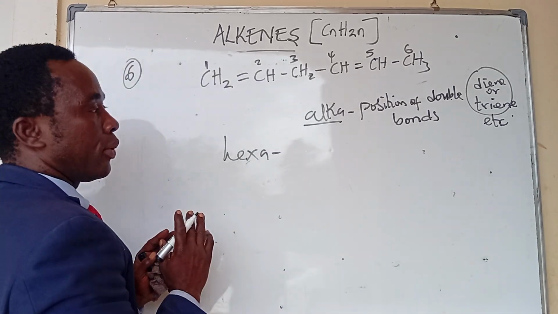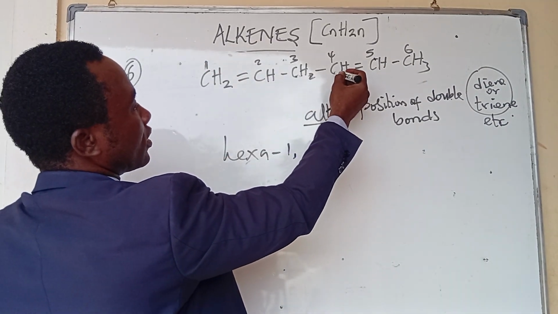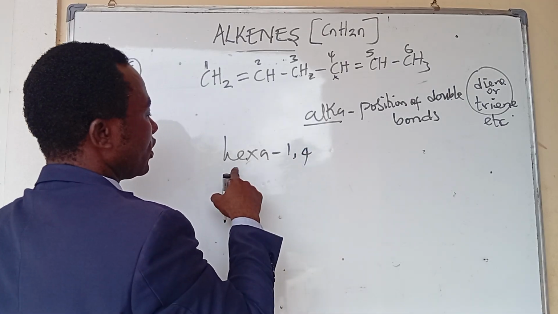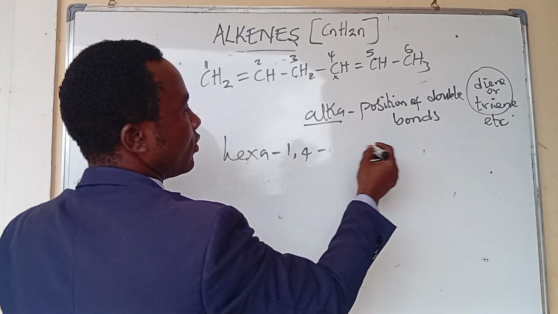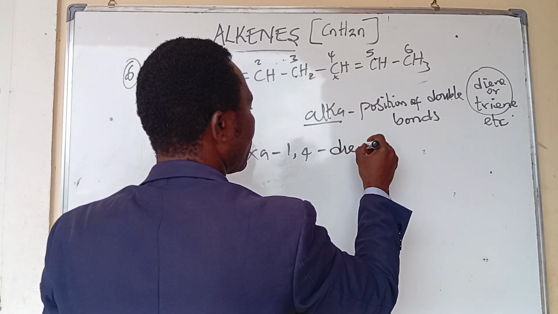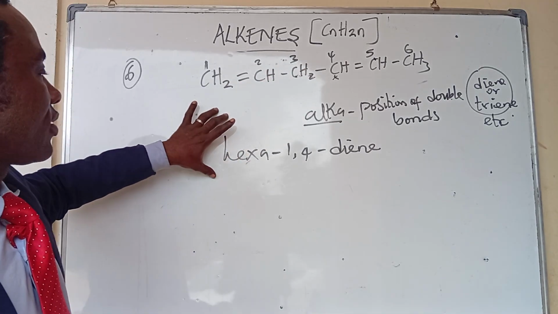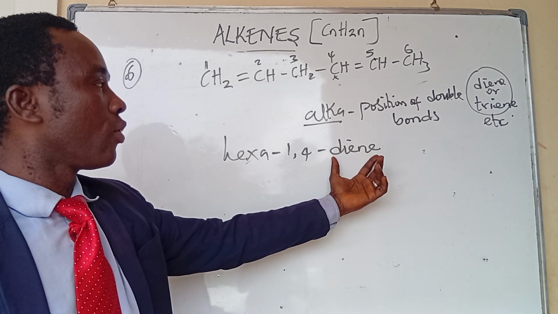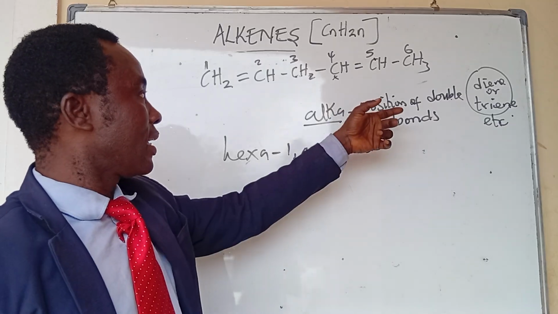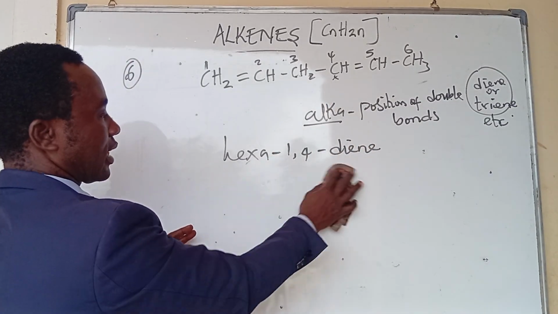You now indicate the position of the double bond. The first double bond is at number 1, comma, the second double bond is at number 4. So this is hexa 1, 4, then name the diene. So this is hexa 1, 4 diene. That is the name of the compound. You name the alka, which is hexa here, the position of the double bond, then either diene or triene, depending on the number of double bonds. Here it is 2. So in that case, that is the name.